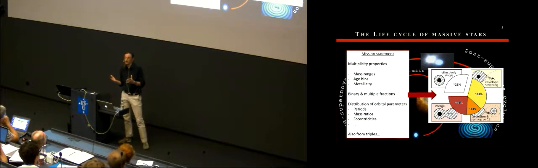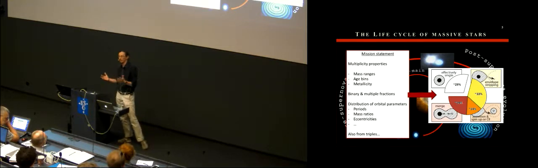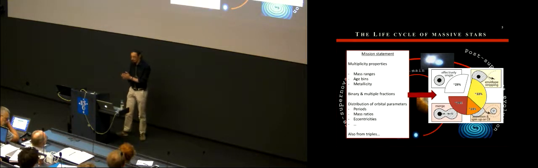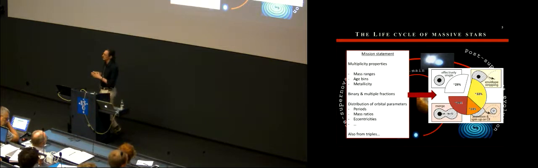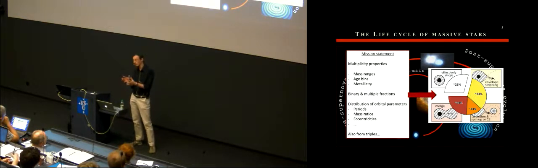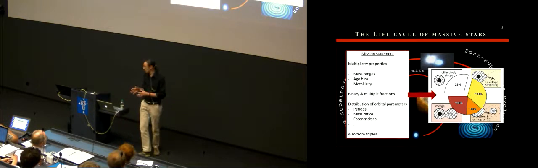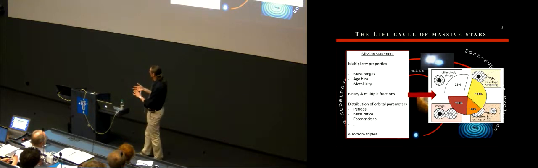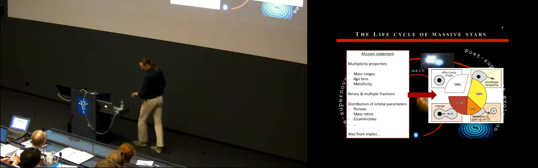We want to provide or measure the binary fraction, the multiplicity fraction, triples, quadruples, whatever is relevant, and to provide for all those systems the distribution of orbital parameters. So as I said, I'm not going to do all that. I will focus on the main sequence stars, mostly on O stars, and I will focus on the binary and multiplicity fraction, period, mass ratio, eccentricity distributions.